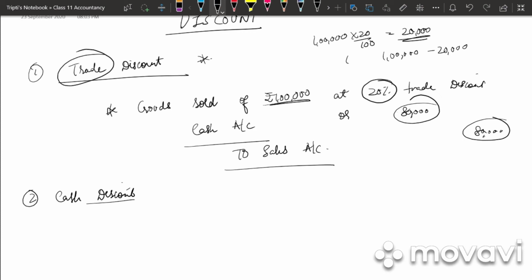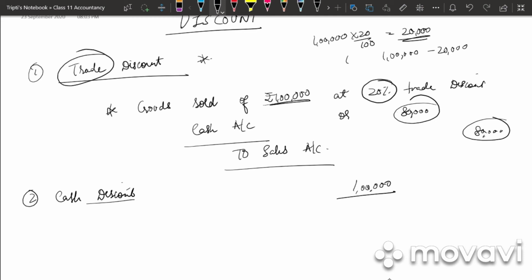So इसमें क्या होता है? आप already goods sell कर चुके हैं 1 लाख रुपए में and the customer says he will pay you after 2 to 3 months. If he pays before time or on time, he will be getting a discount which is known as cash discount. Trade discount is never recorded in the books of accounts. We directly write the amount, but cash discount there is an entry which will be passed.